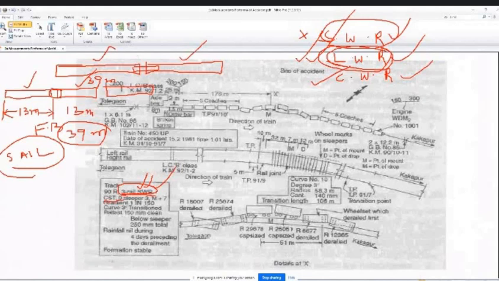CST9. Earlier, the old type of sleepers was CST9 sleepers. CST means cast iron sleepers. This is also outdated, not there now. So what type of sleepers are we using now? PSC sleepers, that means pre-stressed concrete sleepers.